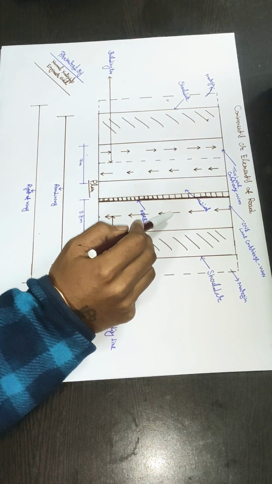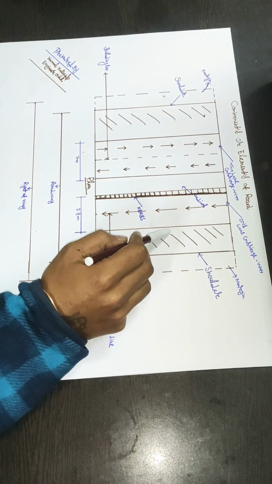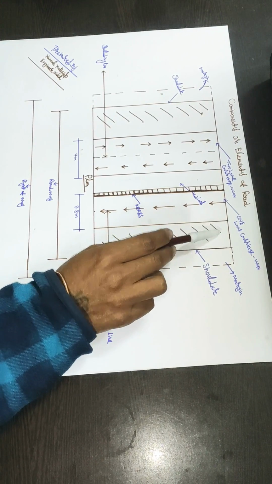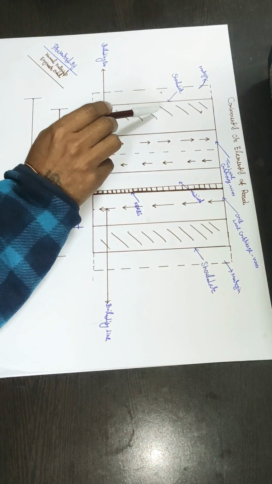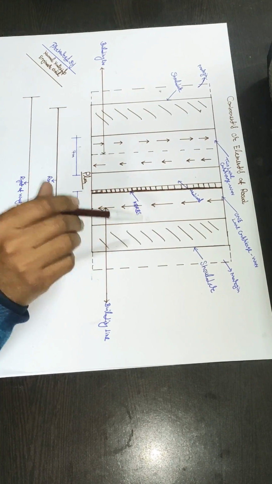So second one is shoulder. Shoulder is the emergency part on which a vehicle can stop at any time. This is the part of shoulder. Shoulders are provided on both sides of the road.